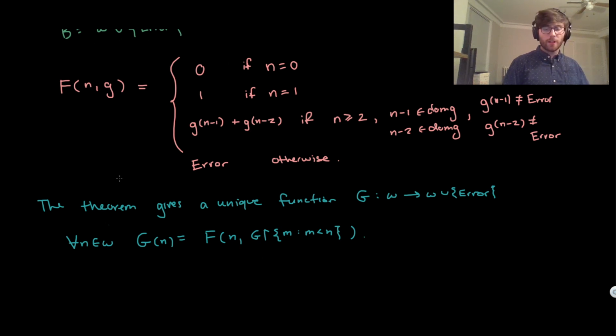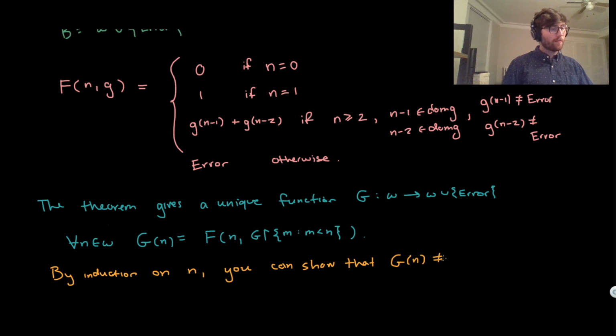Now, there are some things that you can actually show by induction. If you did an induction on n, you can show that this function g is actually never going to output error. So you can show that g(n) is never equal to error.